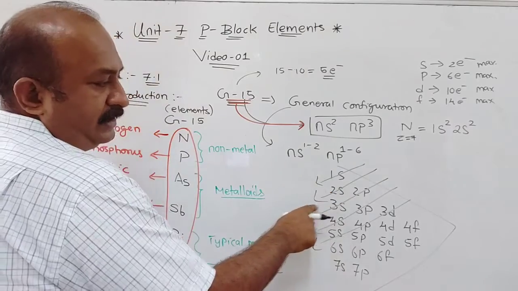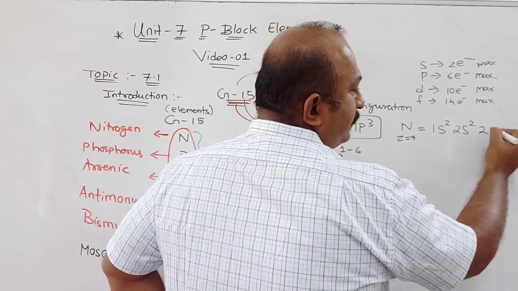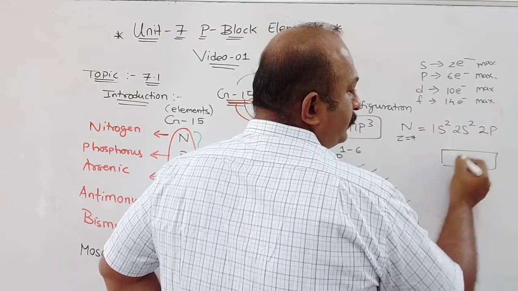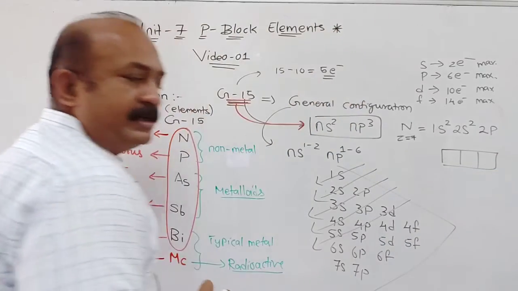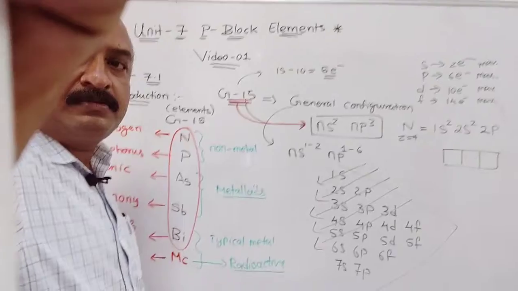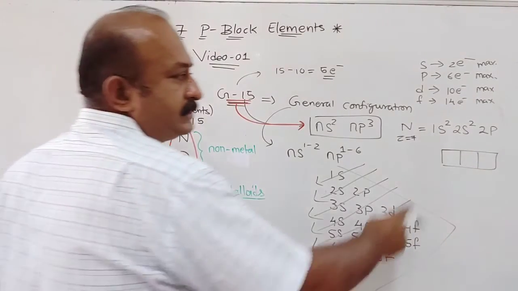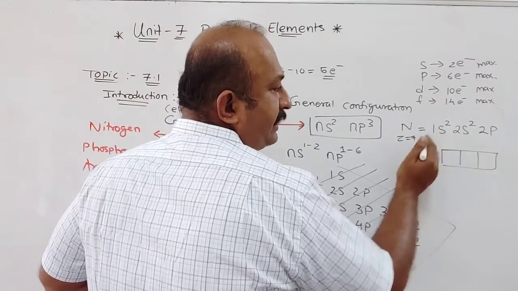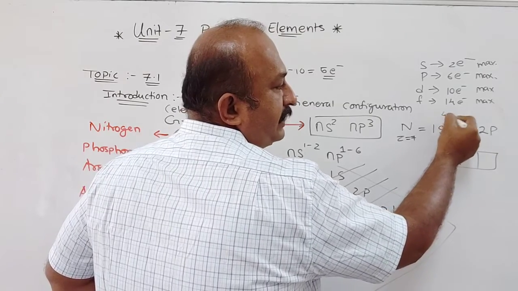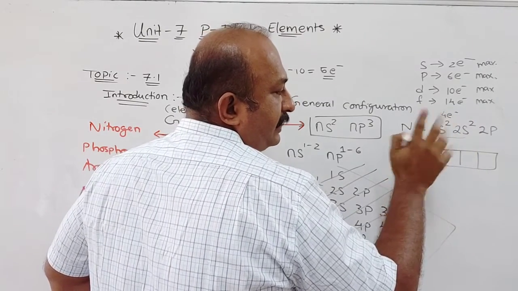So 1s2, then comes 2p. Now when we talk about 2p, you have 3 p orbitals. Understood? So we have these 3. In this case, how many are remaining? 4 are already accommodated in the 1s and 2s orbitals, so the remaining 3 are still there.